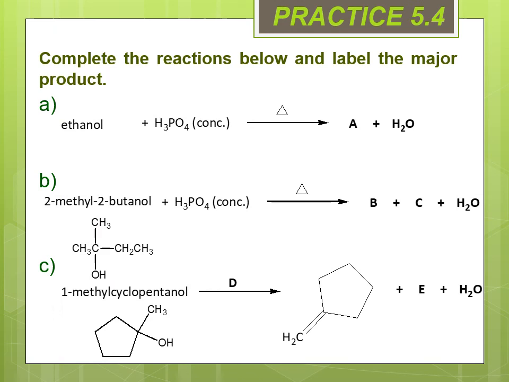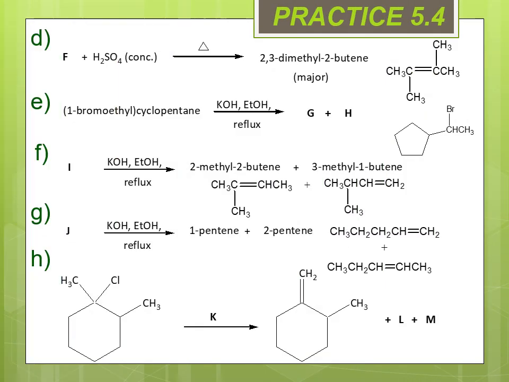Your task is to try and do practice 5.4. Complete the reactions below and label the major product. Draw the structures of A, B, C, D is a reagent, E is another product, and F a reactant, G and H a product, I and J is a reactant, K is a reagent, L and N is a product.